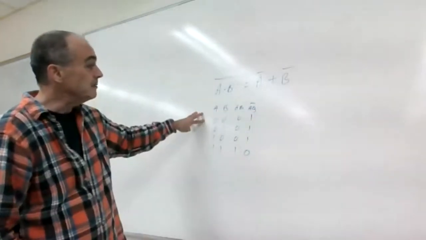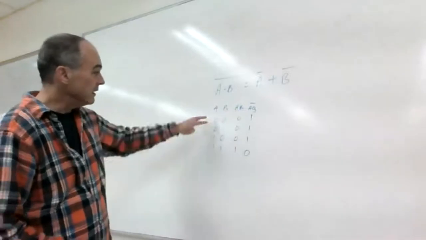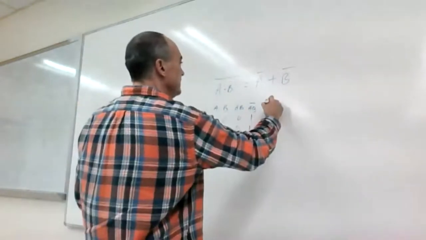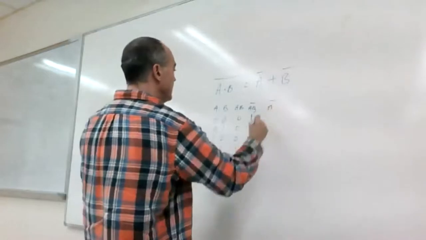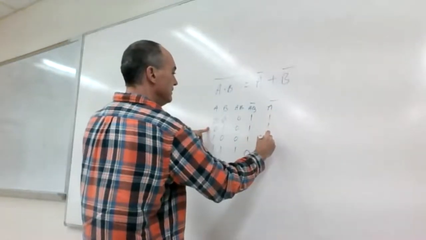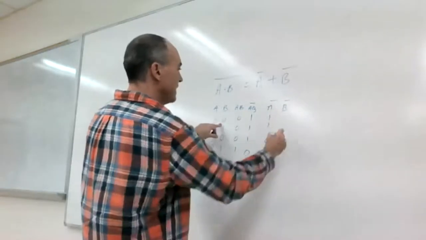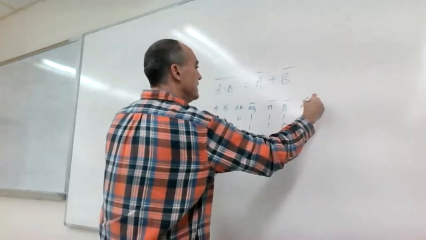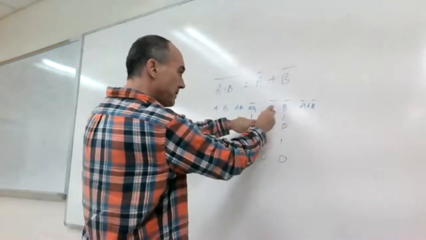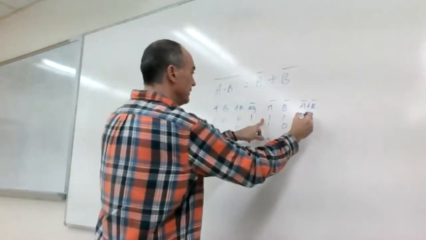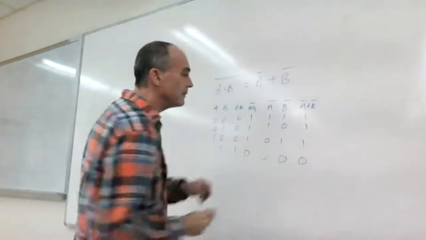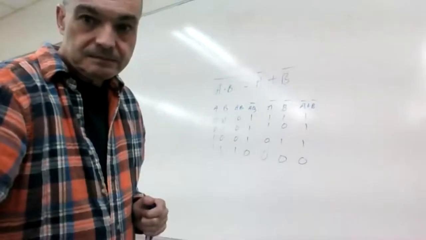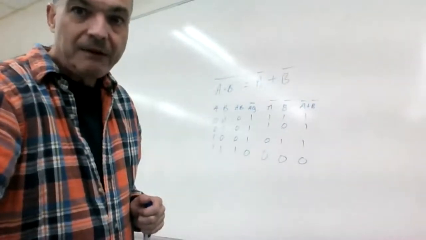So we get 1, 1, 1, 0 for our truth table for the original input A and B. Then we can do the same thing for the equivalents. Not A is just the not of A here, and not B is just the not of B. Then we can do not A or not B by taking the OR of these two. We should get the same thing, 1, 1, 1, 0. So that was one of the two forms.